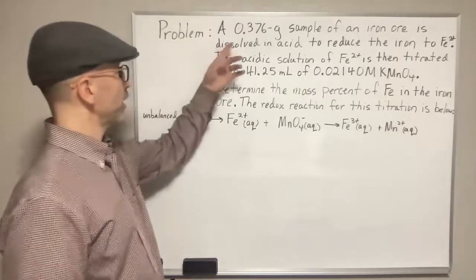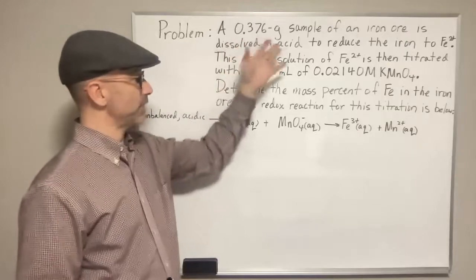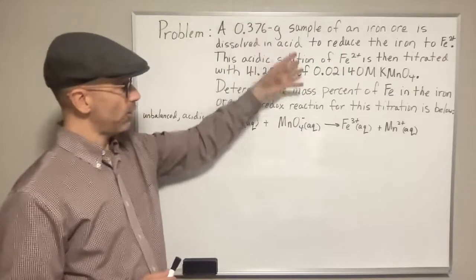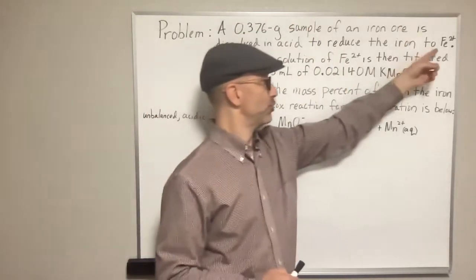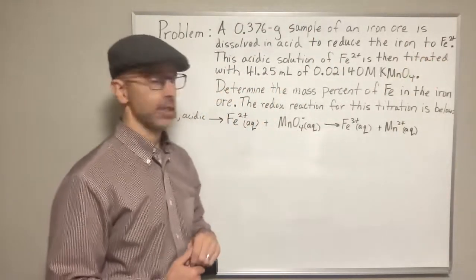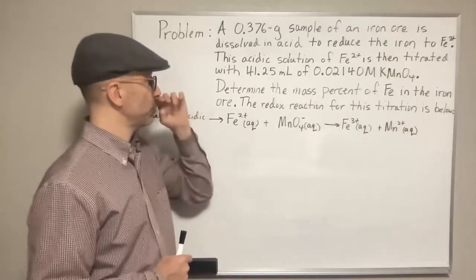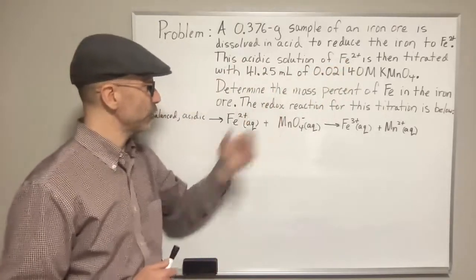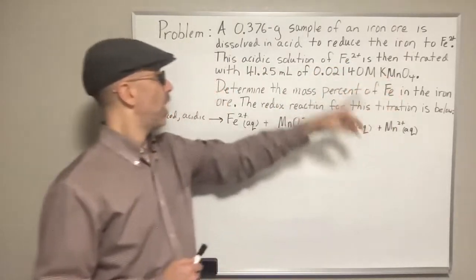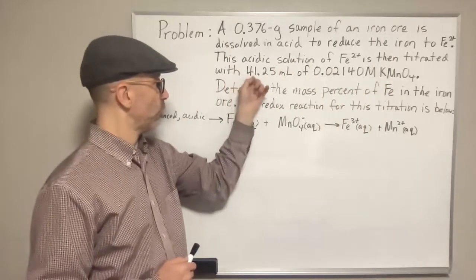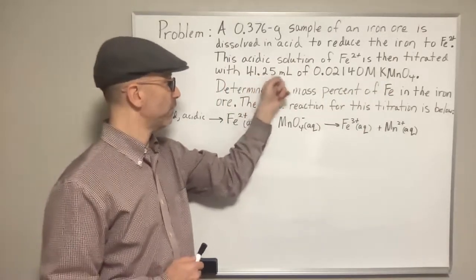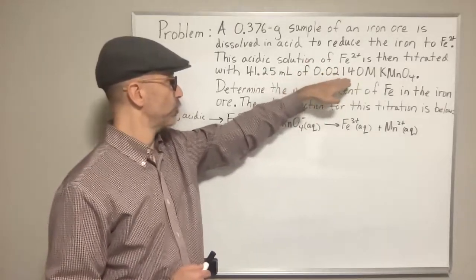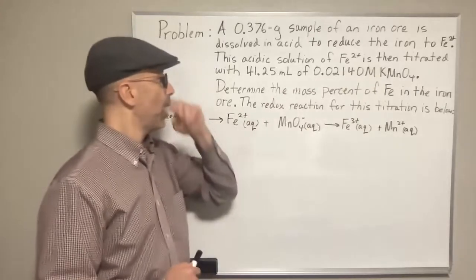So here you're given a 0.376 gram sample of an iron ore, and you dissolve it in acid, and all the iron in the iron ore is reduced to Fe2+. Then you take that solution with Fe2+ and you titrate it with KMnO4. It takes 41.25 milliliters of this 0.02140 molar KMnO4 solution to titrate it.